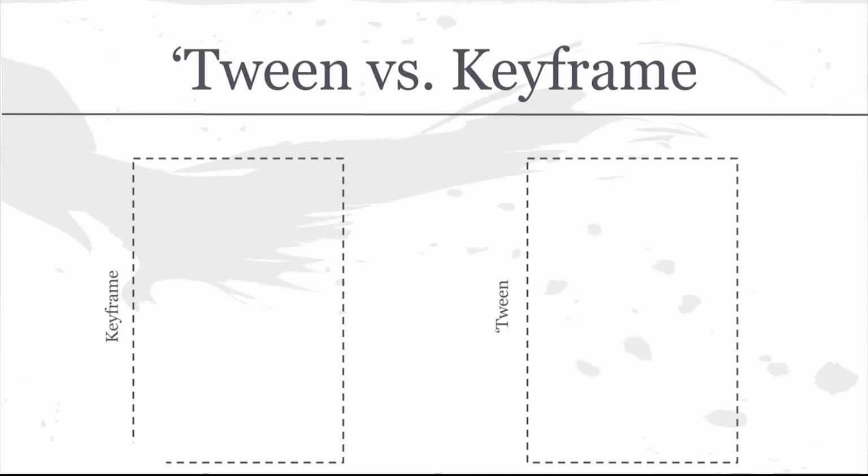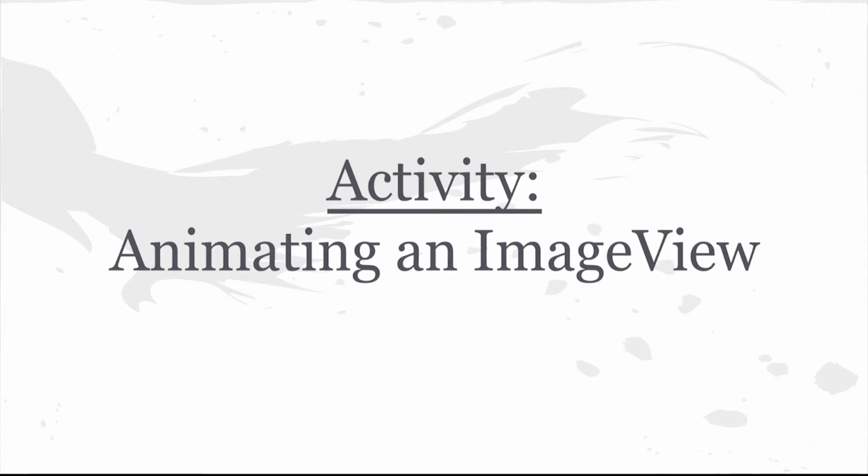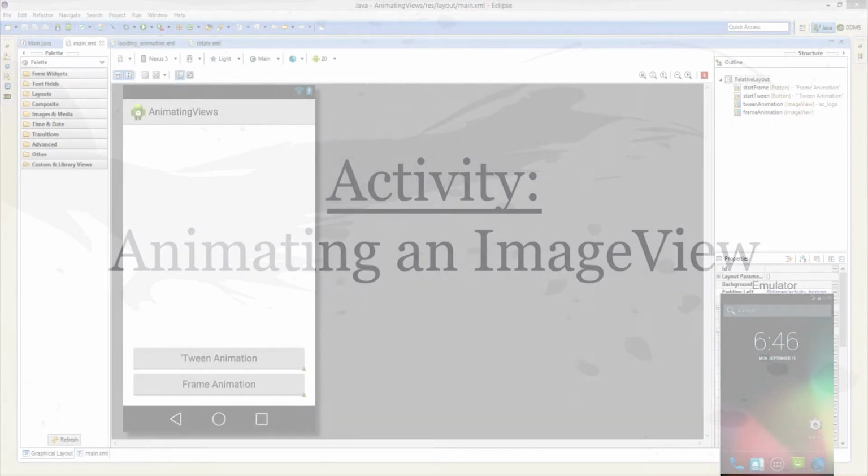So we're just going to dive right into the code here and go through a real example of how we actually animate an image view. I'm going to show you the example I just showed you in the previous slide. We're going to go over keyframe animations and then tween animations, and I'll show you how the code works so you can start embedding them in your own applications.